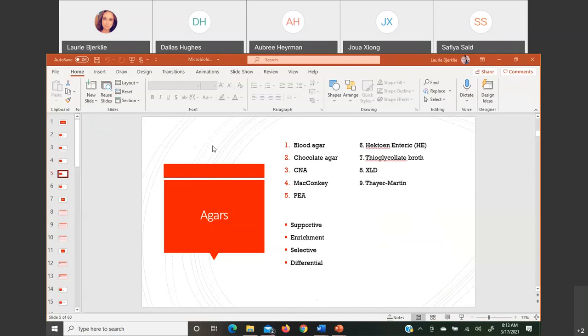Okay. So let's kind of go through some of these. Blood agar would be what, anybody remember any of the categories for blood agar? There is 2, I'll tell you that.